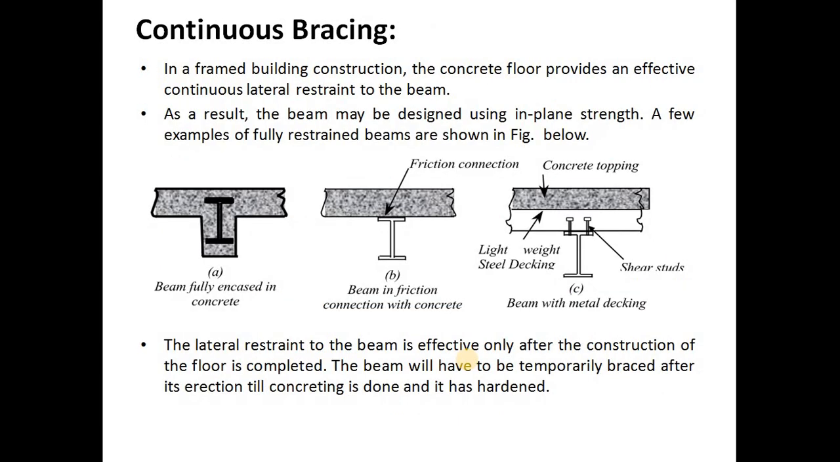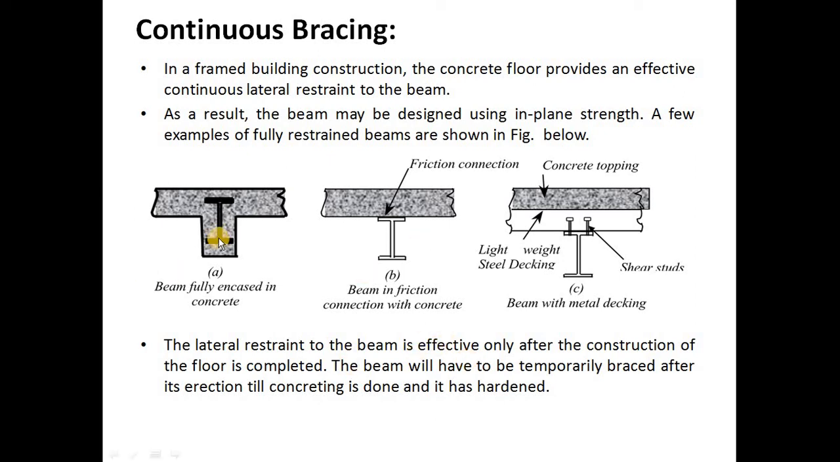Now, in case of continuous bracing in a framed building construction, the concrete floor provides an effective continuous lateral restraint to the beam. As a result, the beam may be designed using in-plane strength only, and there is no need to go for checking the elastic critical moment. A few examples of a fully restrained beam are shown in the figure below.